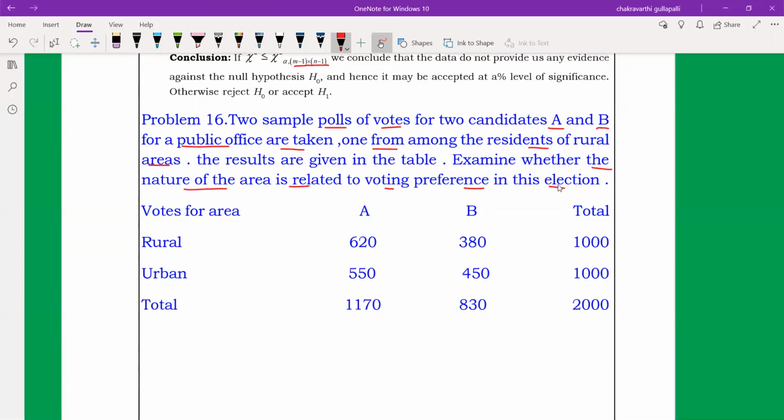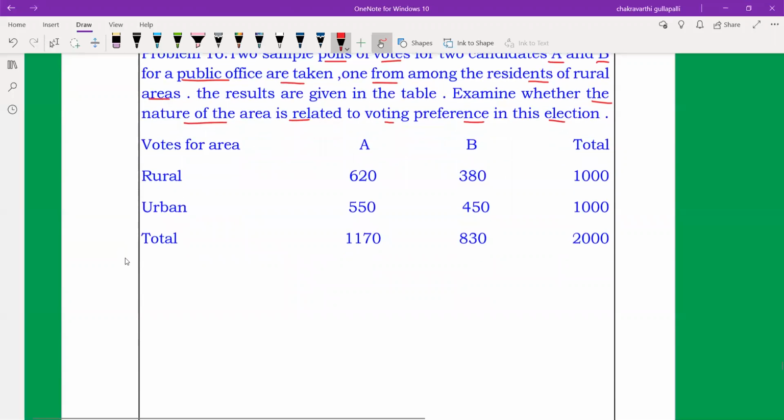From an election point of view, in some villages the voting preference is based on the influence of the nature of the area. The voting preference depends upon the nature of the area. That is the general thing, but is it true or not here? In this case, the data is collected from the source here.